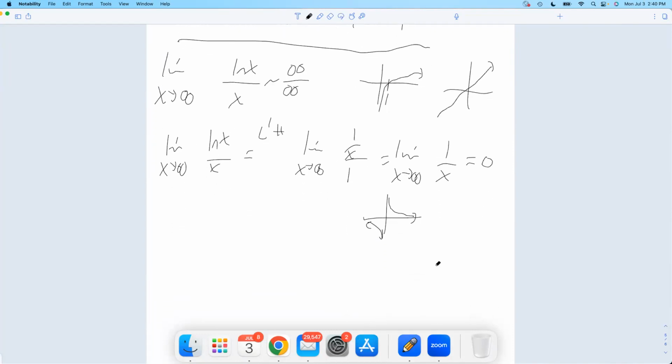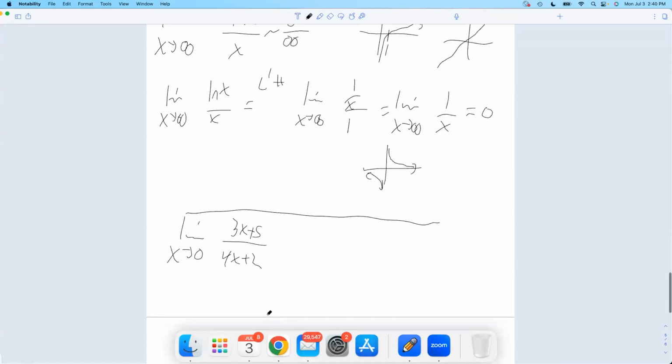Okay, let's try this one. The limit as x approaches 0 of (3x + 5)/(4x + 2). Here's a common mistake I'll see. People will do this. They'll say equals L'Hopital. I'm going to write all this out. Everything I'm writing right now is wrong.